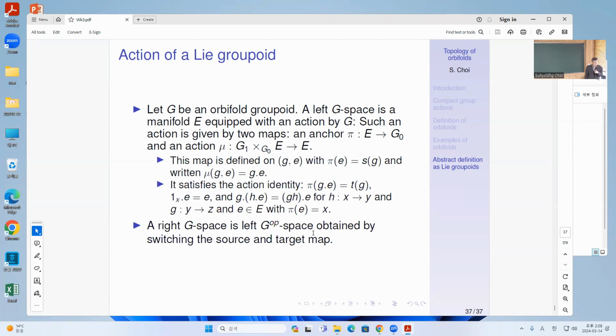And of course, a right G-space is a left G-space obtained by switching the target and the source maps. Okay, so you can do that. So this is again useful for some things later.